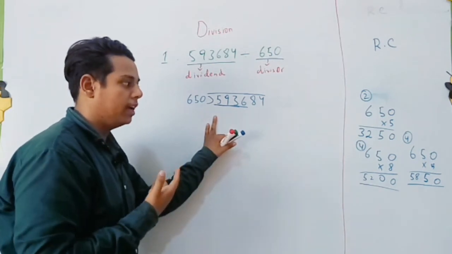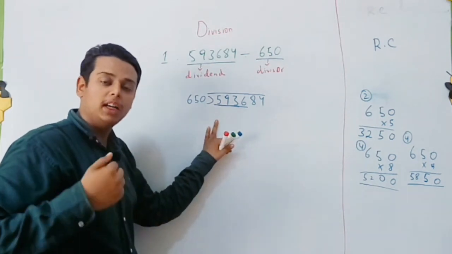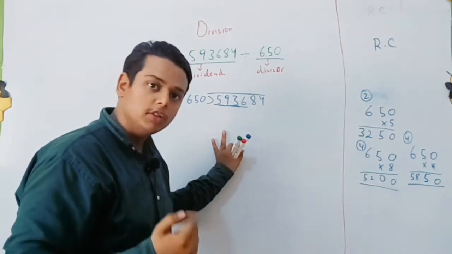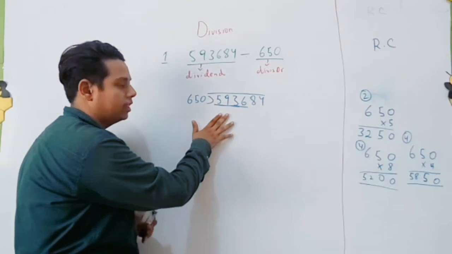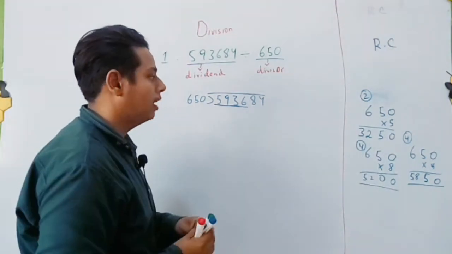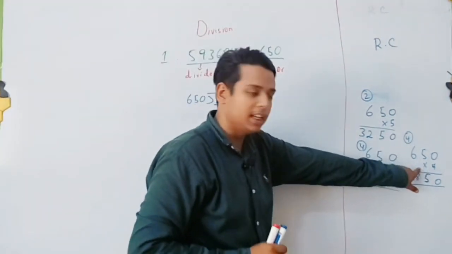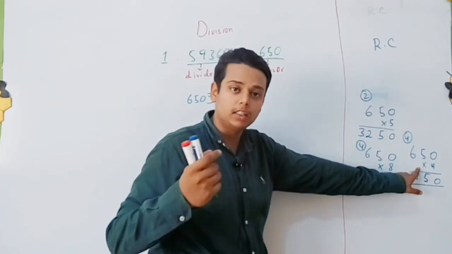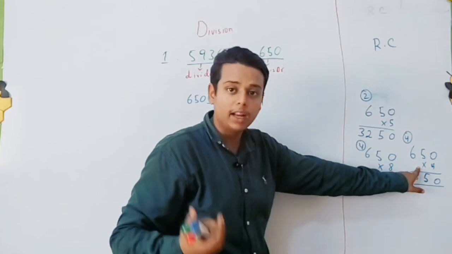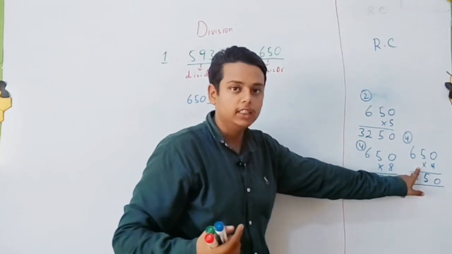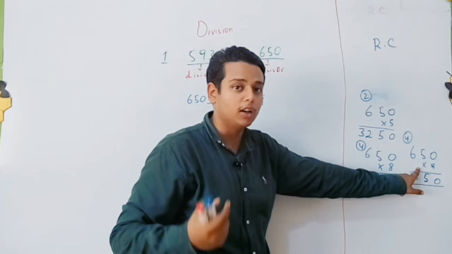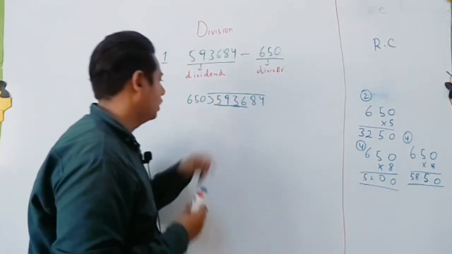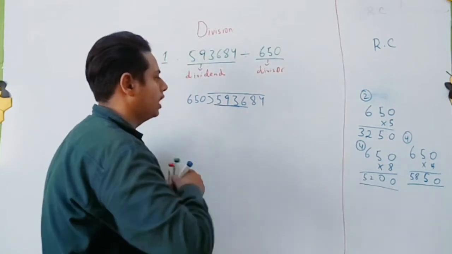Because if I am just multiplying 650 with 10, so what will come is 6500, which will be greater than this one. If I multiply it by 10, because after 9 the next number we can multiply with is 10, and when I am just multiplying 650 with 10, I am getting 6500, which is greater than this. So I am just multiplying it with the 9.